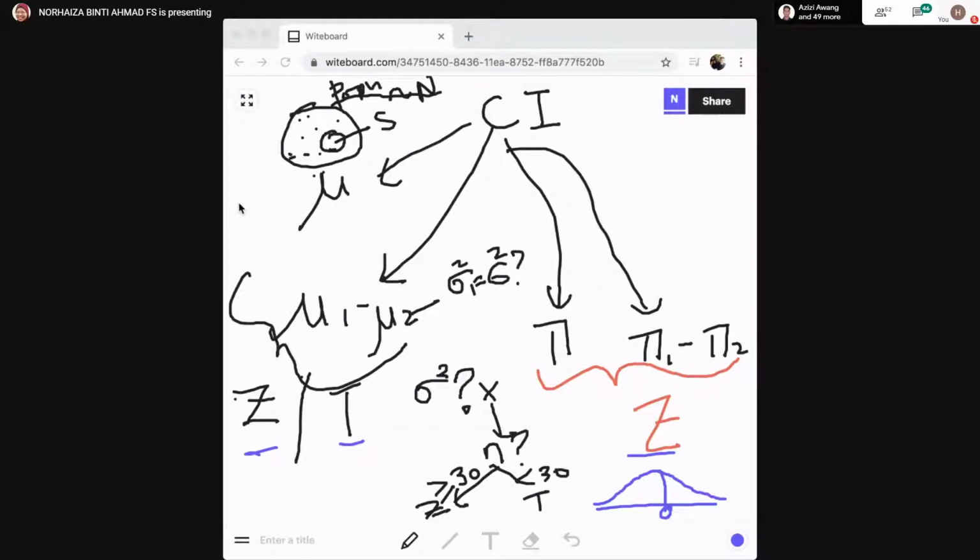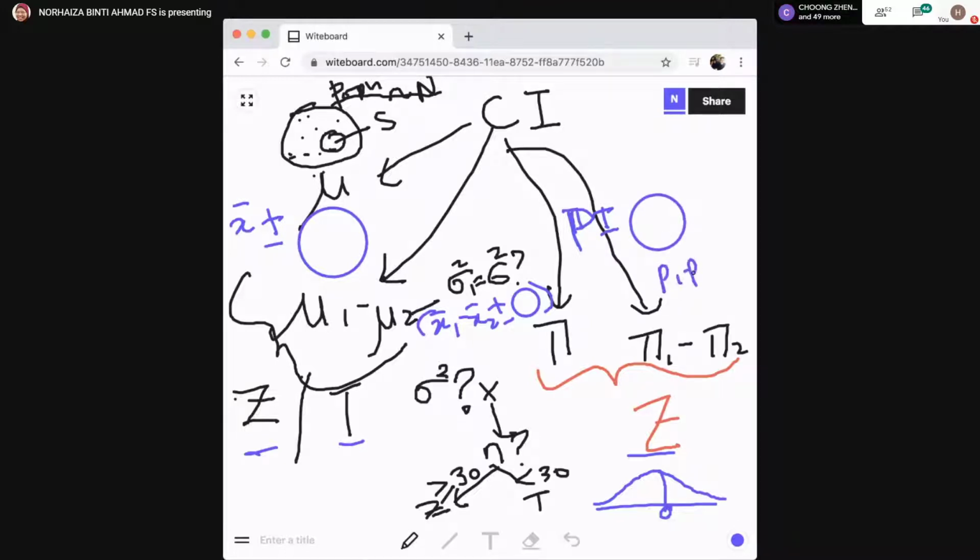So that's why when you construct this interval, for example, here you use X bar for mu. You've got X bar plus minus some error. This one also, X bar 1 minus X bar 2 plus minus some error. And here you've got P plus minus some error. This one is P1 minus P2 plus minus some error. You have this plus minus sign because the distribution that you use is symmetric.